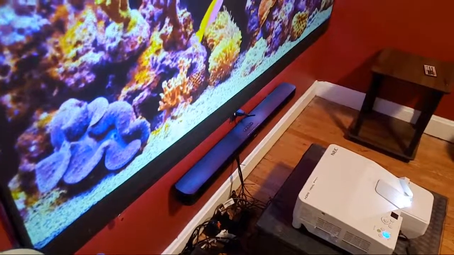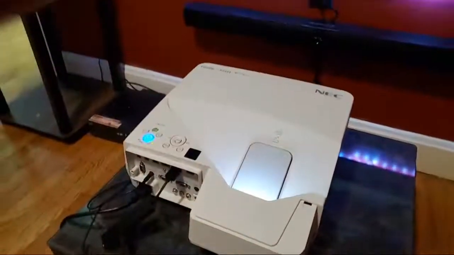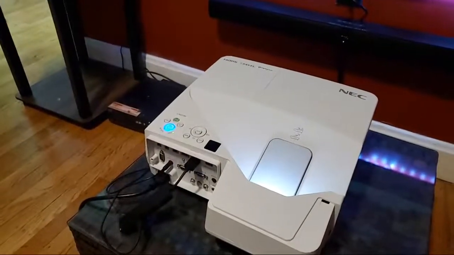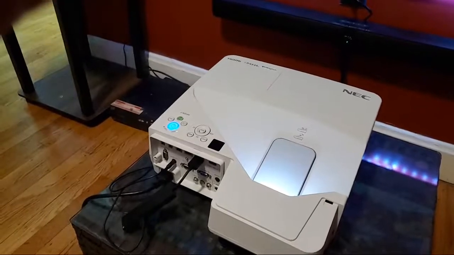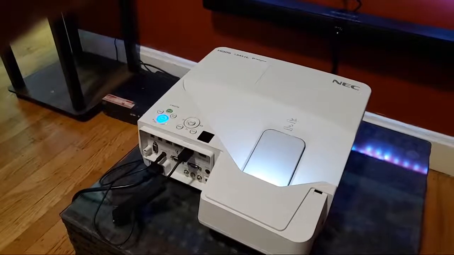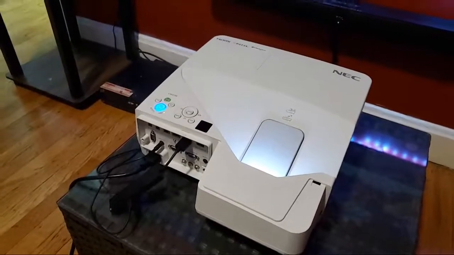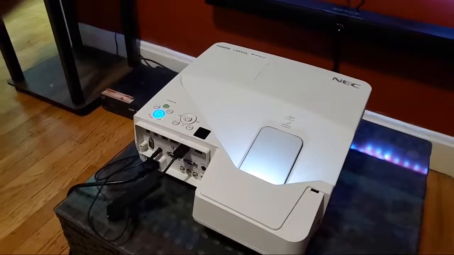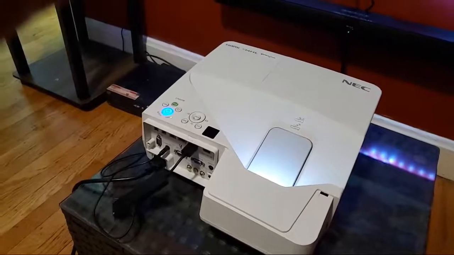Now, trying to change the counter, to reset the hours on your projector, there's nothing online that tells you how to do it. Literally, there's nothing online. I looked, couldn't find anything on these projectors. I found other projectors, but the way they reset the lamp is kind of weird.